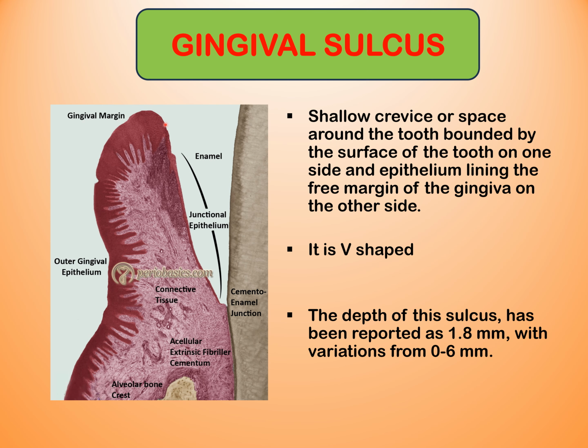Now let's talk about the gingival sulcus. It is a shallow crevice or space around the tooth, bounded by the surface of the tooth on one side and the epithelium lining the free margin of the gingiva on the other side. As we can see in the diagram, it is V-shaped. Its depth has been reported to be 1.8 mm with variation from 0 to 6 mm.